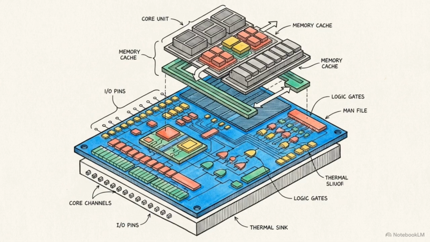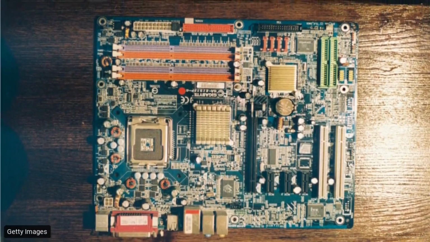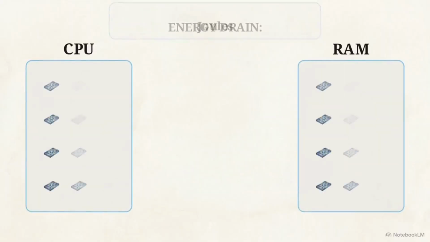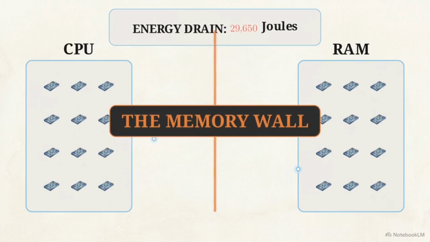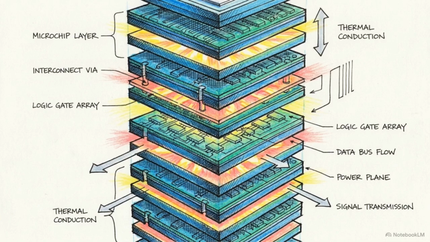Because the architecture is restricted to a two-dimensional plane, the core that does the computing sits in one area, while the memory that holds the data sits several centimeters away. Every time your computer processes information, data has to travel back and forth across that physical distance. This creates latency and wastes energy, a phenomenon known as the memory wall. If a flat city runs out of space, it builds skyscrapers. So why can't we just stack these logic chips on top of each other to expand vertically?